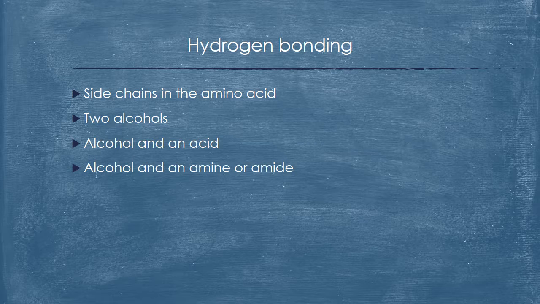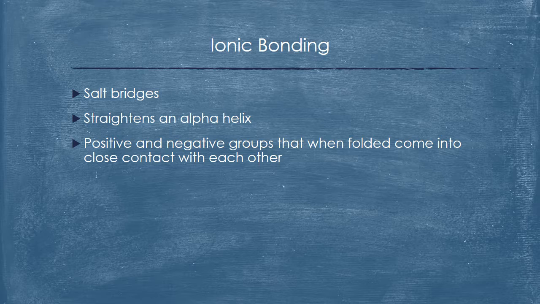So like I mentioned previously, hydrogen bonds are important because they affect the tertiary structure of a polypeptide. And these hydrogen bonds usually occur in the side chains in the amino acid, and they're usually between 2 alcohols, an alcohol and an acid, or an alcohol and an amine or an amide. And these are, like I said, crucial to understanding tertiary structure because they affect the polypeptide shape.